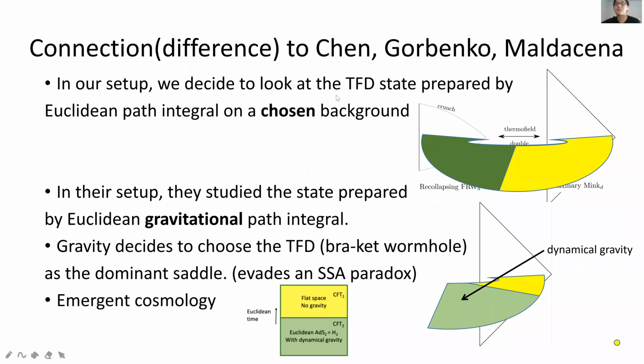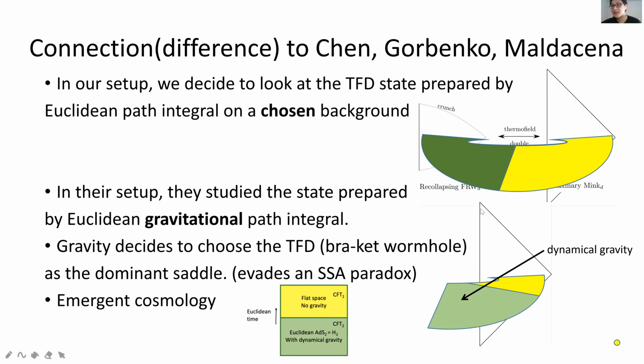In our setup, we look at the thermofield double state, which is prepared by this Euclidean path integral on a chosen background. I choose to consider this background that prepares this state. On the other hand, they prepared this state by Euclidean path integral. Again, in Euclidean path integral, you're only allowed to fix boundary conditions. You cannot fix a background. So if you prepare the state using this, you should let gravity itself choose what state gives you the dominant contribution. And what they found is that the setup is as follows.